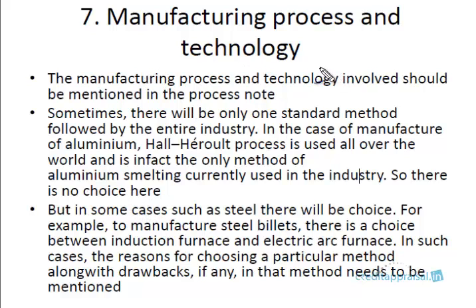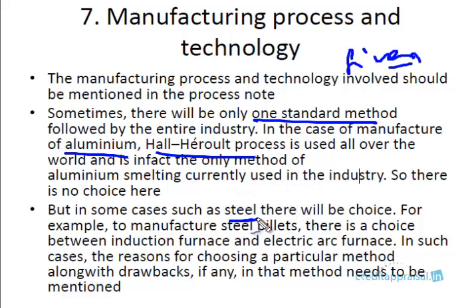Now, one more thing that you need to look into from a technical point of view is the manufacturing process and technology. In some cases, it is a given, in the sense that there will be a preferred manufacturing process in a particular industry. Sometimes there might be only one standard method followed uniformly across the entire industry. For example, in the manufacture of aluminium, as this company is engaged in, the Hall-Héroult process is the industry standard. In fact, it's the only method of smelting aluminium currently used in the industry. So here there is no choice.